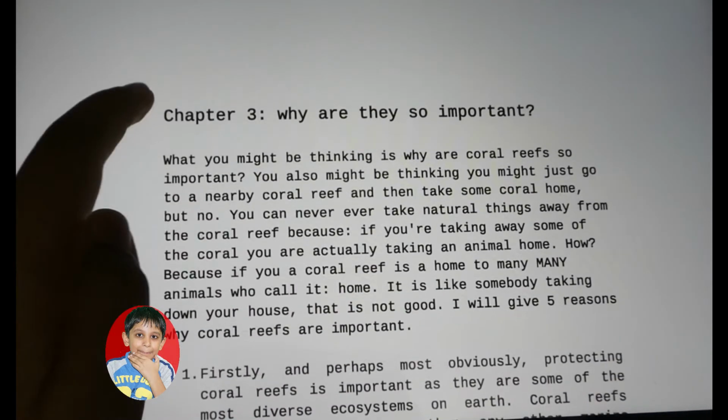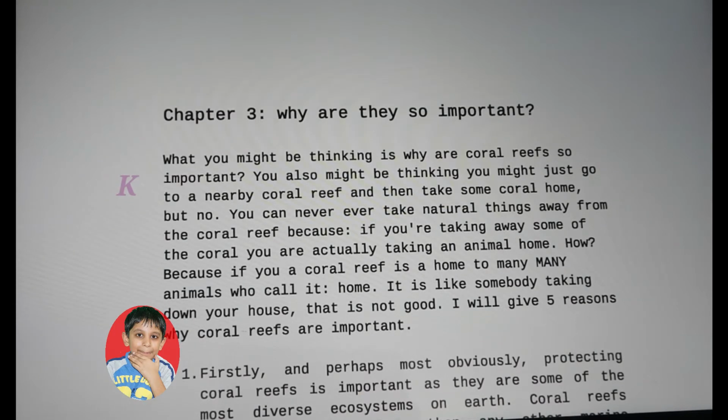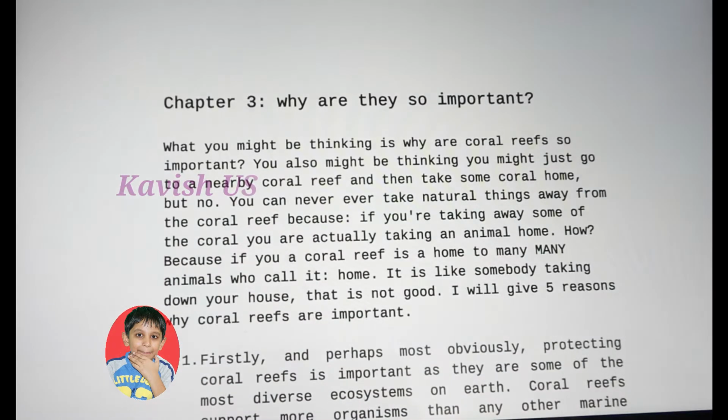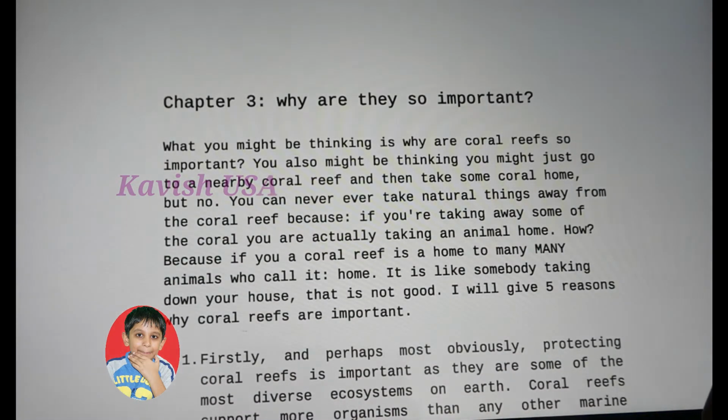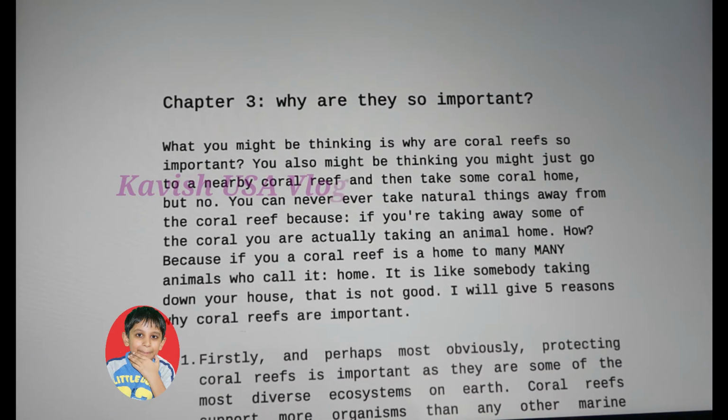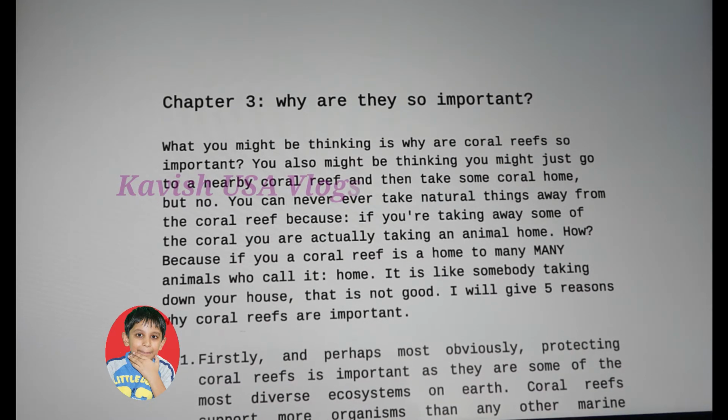Chapter 3, why are they so important? You might be thinking, why are coral reefs so important? You might think you can just go to a nearby coral reef and take some coral home. But no, you can never ever take natural things away from the coral reef. Because if you're taking away some of the coral, you're actually taking an animal's home. How? Because the coral reef is a home to many animals who call it home, it is like taking down your house. That is not good.